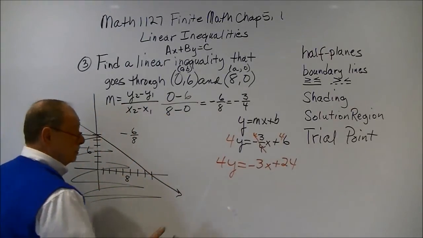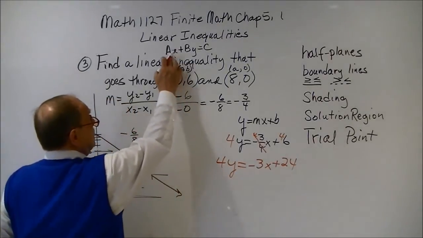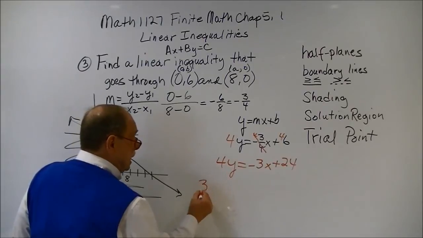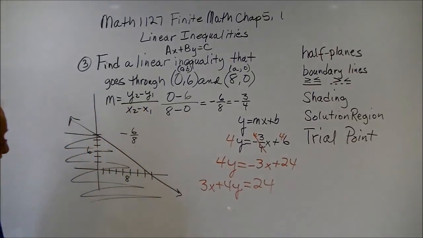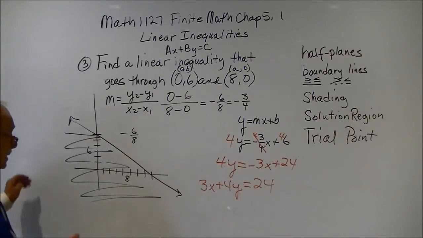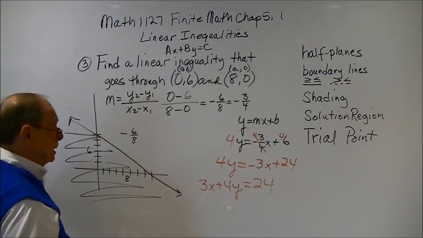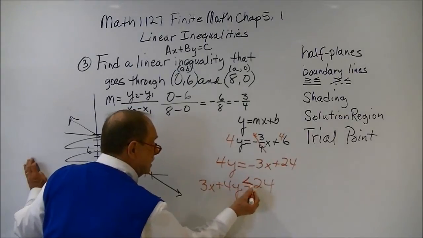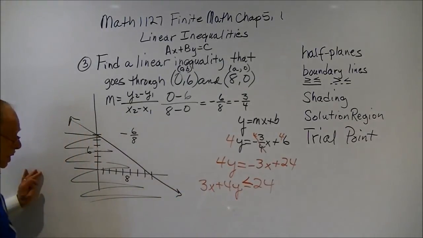And now the only thing remaining, to put it in standard form, we have to take the x term, bring it over to the other side. So when it comes over as the opposite sign, 3x plus 4y equals 24. Okay? Now, keep in mind that this was an inequality, and we don't have the inequality sign in there. So we want this to be less than or equal, because it's shaded under a positive y.